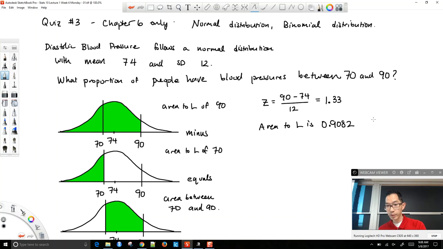We do the same thing for 70. We'd say z is equal to 70 subtract off the mean of 74, divide by 12. We get negative 0.33. And we look this up in the z table and we say, okay, the area to the left of negative 0.33 is 0.3707.